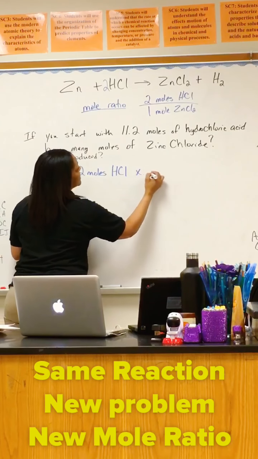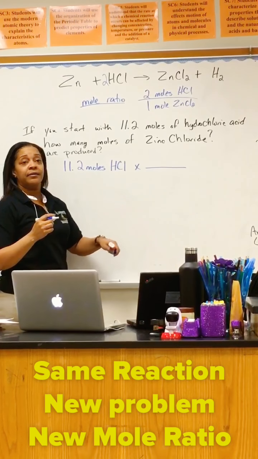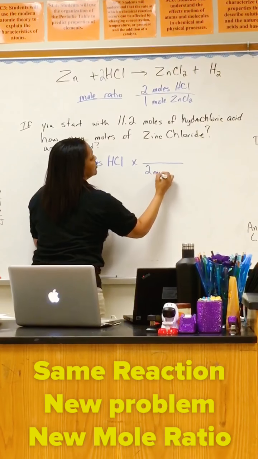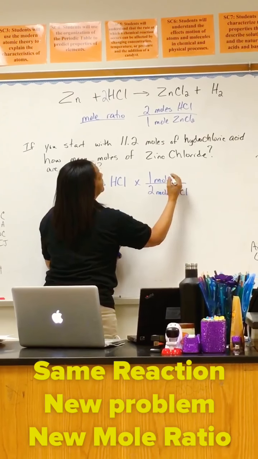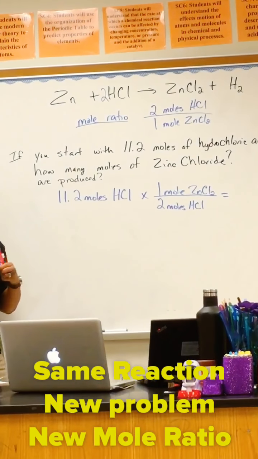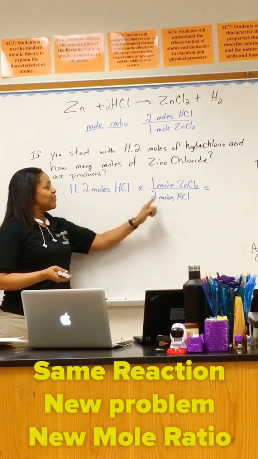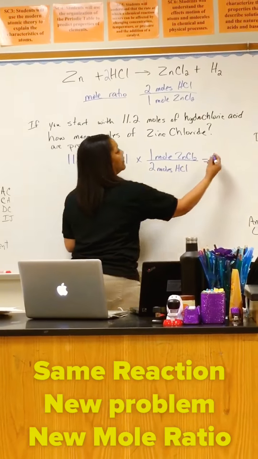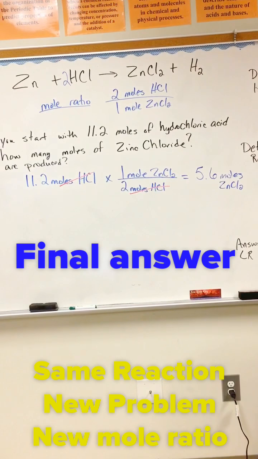HCl, times and a line. Now, moles of HCl up top here, so I need to have it where? At the bottom. How many moles did you tell me of HCl it was? 2 moles of HCl. Now, I already know you're getting those calculators going for me. 1 mole of zinc chloride. Now we have to do this math, don't we? Multiply this number on the top by this number on the top, then divide by what's on the bottom. So 11.2 divided by 2 is going to give me what? That's 5.6 moles of zinc chloride.